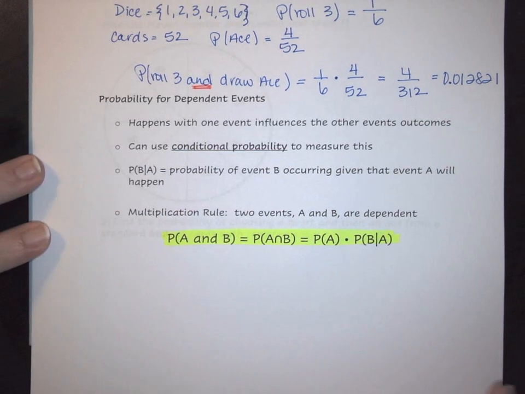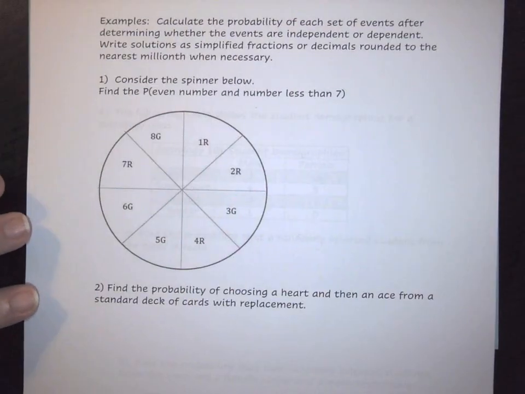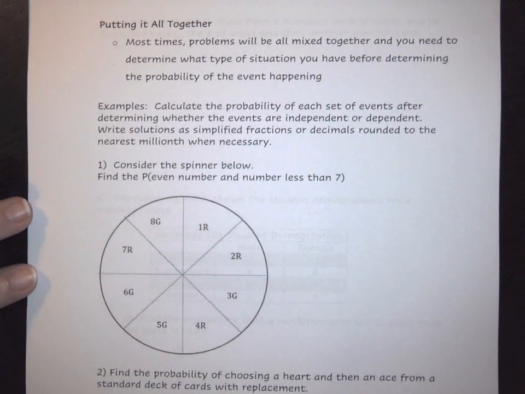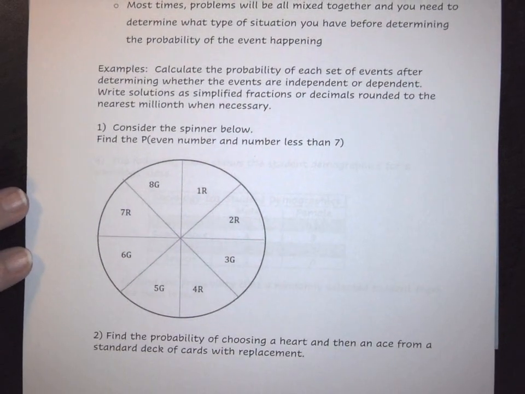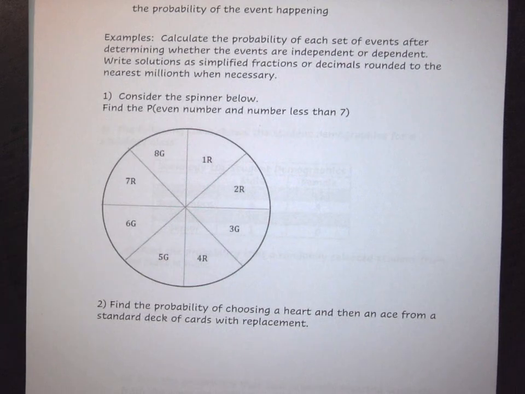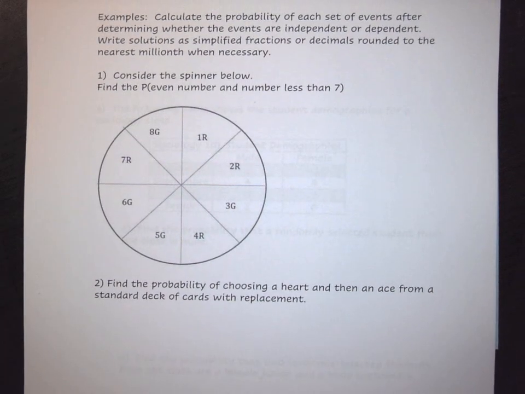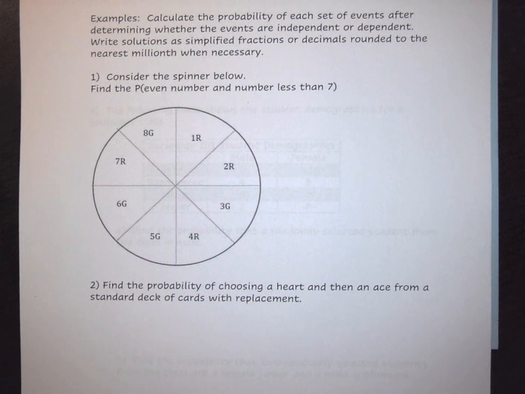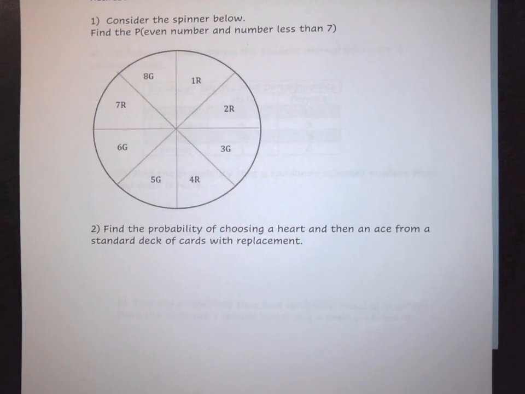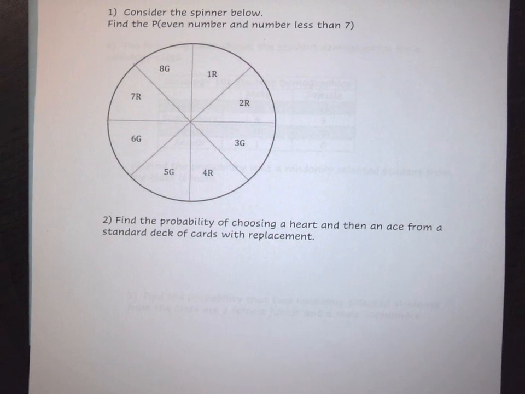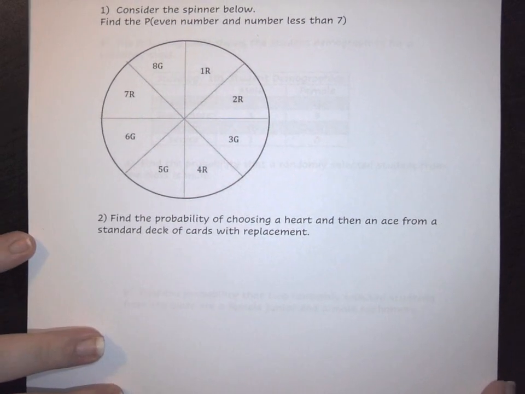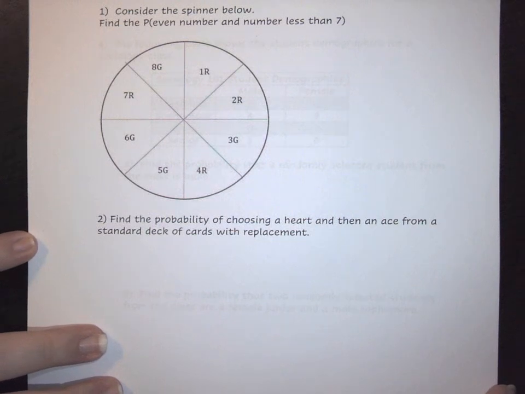Alright, so let's look at a couple examples here so we can walk through and you can see how this is going to work. Okay? So we want to calculate the probability and we want to determine if it's independent or dependent. So here we have, consider the spinner, and we want to find the probability of spinning an even number and a number less than 7.